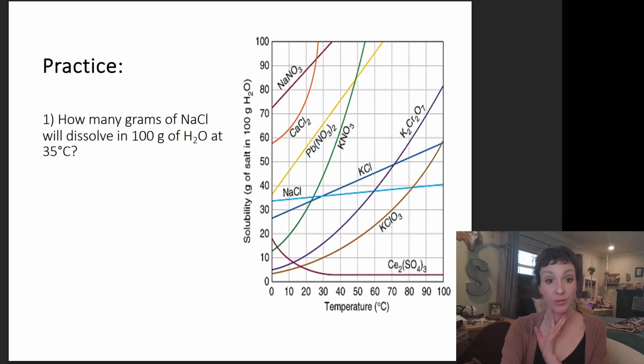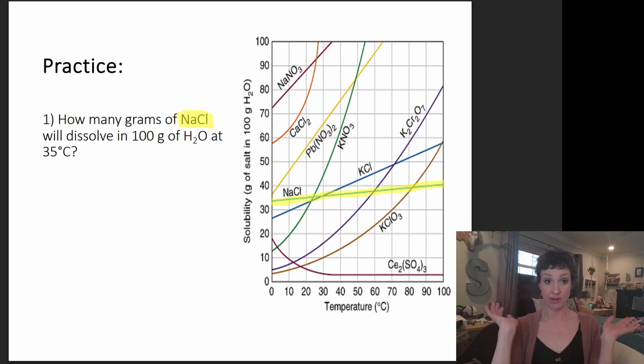What I find to be helpful is to first zone in on what the solute is, what substance, which curve am I looking at? Well, it's sodium chloride. I'm like, okay, there you are right there. I know I'm going to be doing something like below, on, or above the line, all that fun stuff. The first number you're seeing is 100 grams of water. You're freaking out. Well, guys, everything's in 100 grams of water, so you can pretty much ignore that.